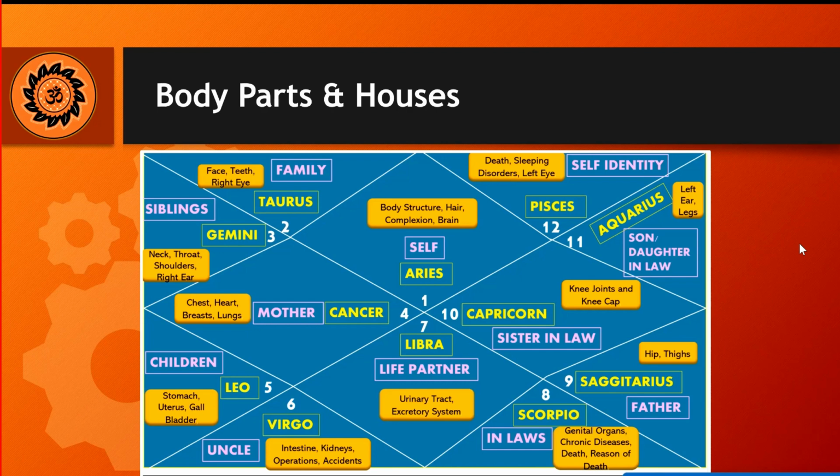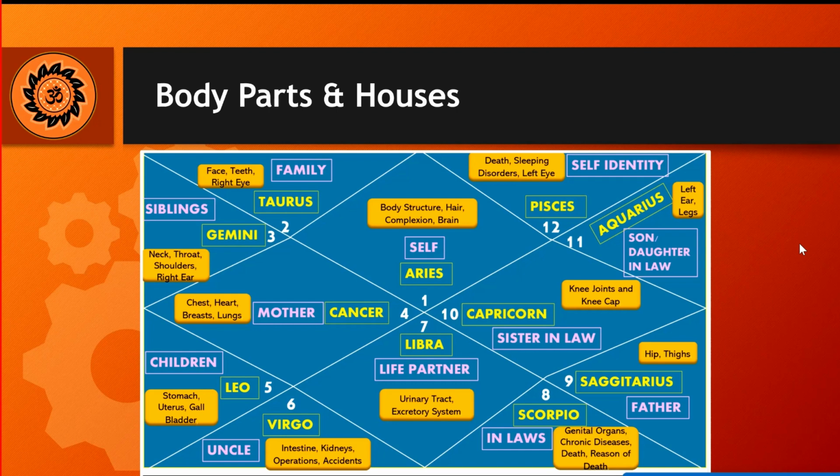Surgeries, operations are also represented by the eighth house. So somebody, if is going through the dasha of a planet which is placed in the eighth house or the lord of the eighth house, it's very likely for them to undergo a surgery during the duration of that dasha. So the eighth house also represents surgeries.